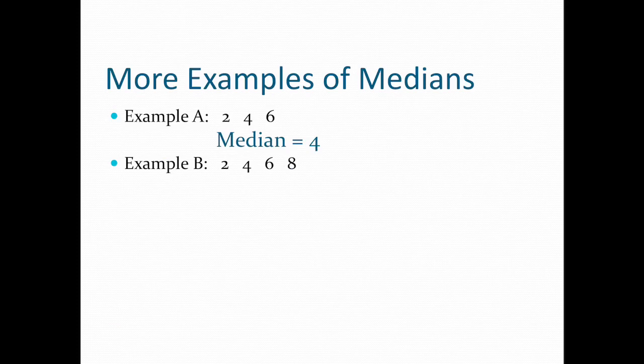Example B, you have a data set containing values 2, 4, 6, and 8. The median value here will be 5, right? That's the average of 4 and 6.